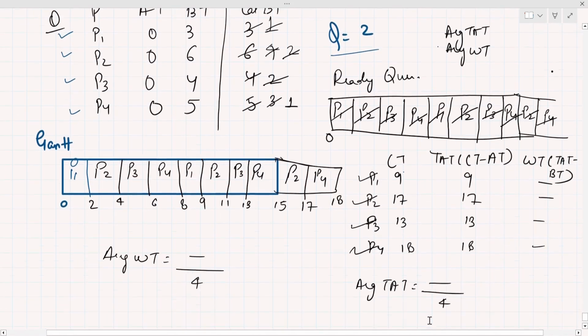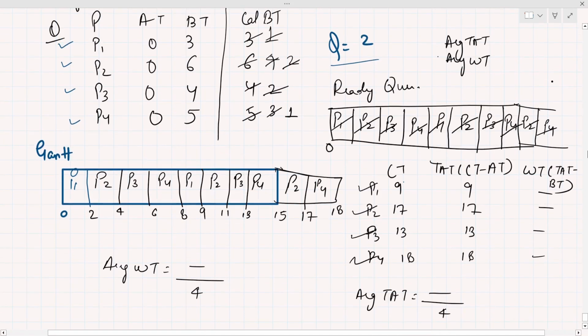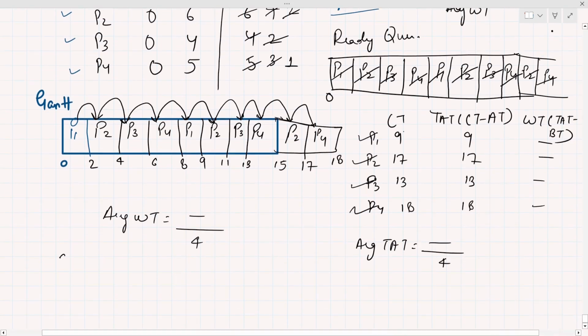Okay, now if a question asks how many context switches there are in this Gantt chart, in this question, what's your answer? Your answer is 9. Why 9? Count from P1 to P2, one context switch, P2 to P3, 2, 3, 4, 5, 6, 7, 8 and 9. So there are 9 context switches in this particular question.